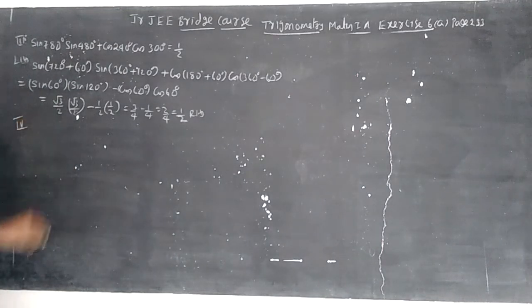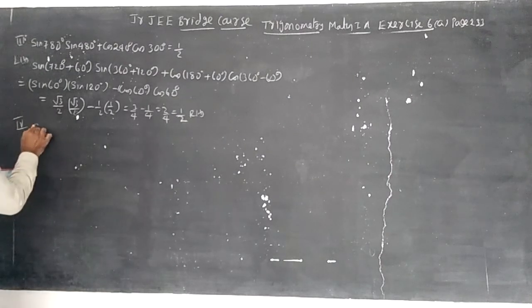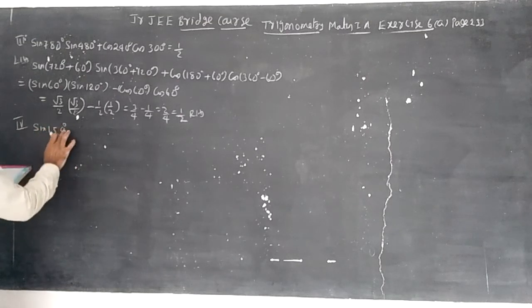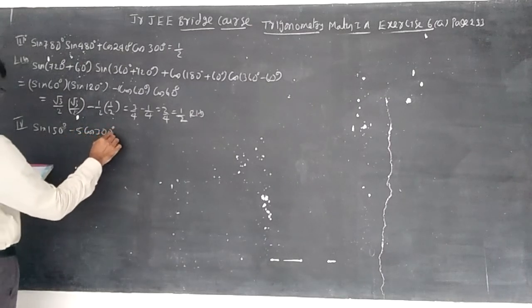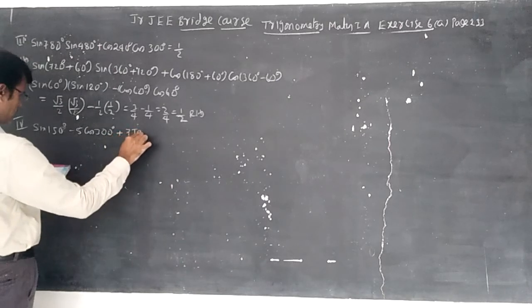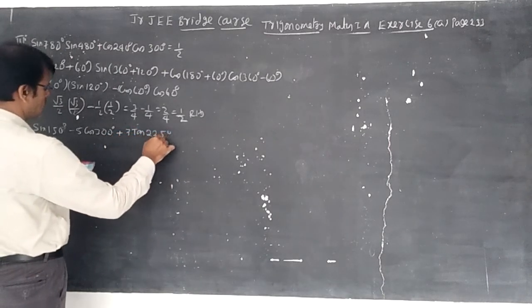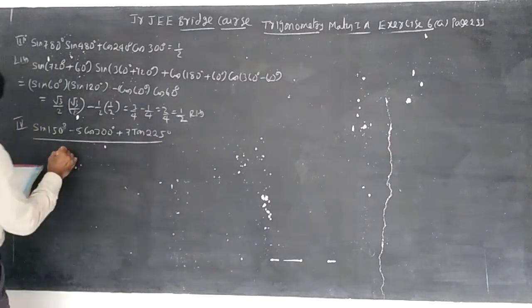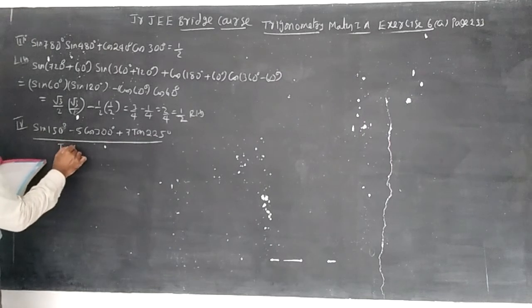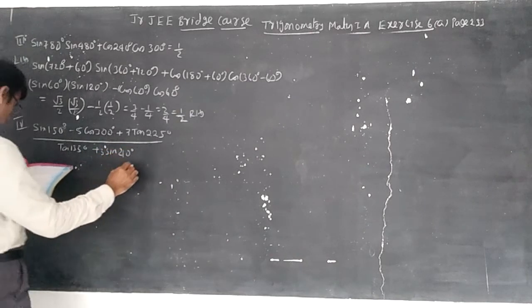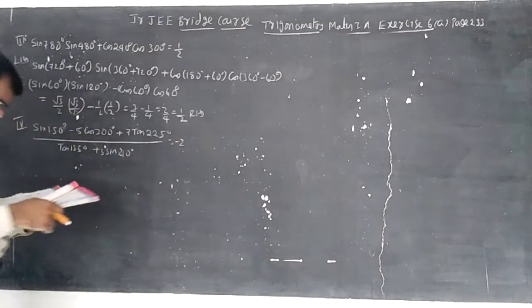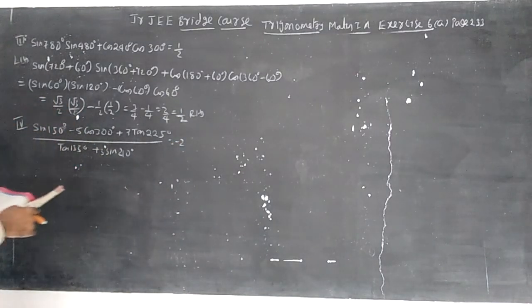Now fourth question. Sin 150 degrees minus 5 cos 300 degrees plus 7 tan 225 degrees by tan 135 degrees plus 3 sin 210 degrees is equal to minus 2.